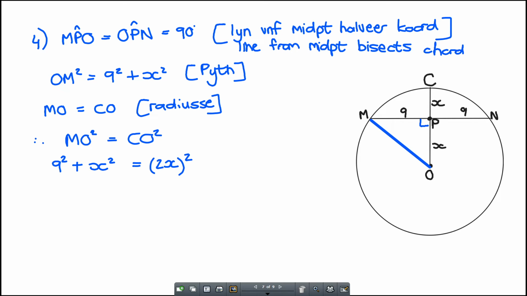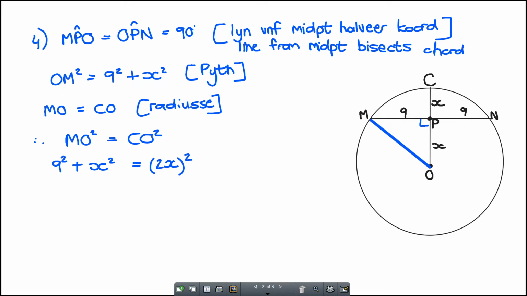Now I'm just going to substitute x. So x squared is 9 squared plus x squared. And then CO squared, kom ons gaan kyk vir wat is CO? Daar CO, and that's x and this is x. So that full line will be 2x, and x plus x equal to x. So dan sê CO is 2x, but I've got it squared. Right. Iemand anders? Okay, nou, like as is 'n gewone vergelyking, nee.